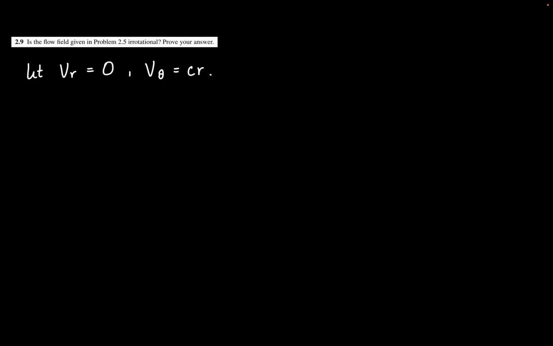We are given a flow field, and we want to determine whether it is rotational or irrotational. We're given a velocity vector in cylindrical coordinates with an r component of 0, a theta component of c, some constant, times r, and a z component of 0. Now, what we should first start out by noting is that if our vorticity, denoted by zeta, is equal to the curl of our velocity vector, if that is equal to 0, then our flow is irrotational.